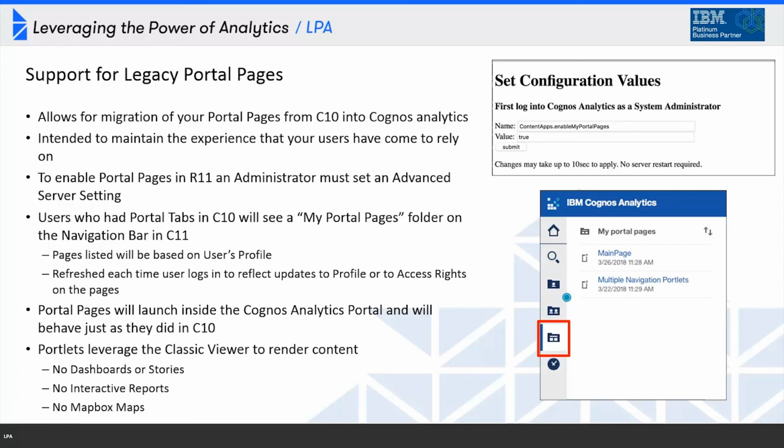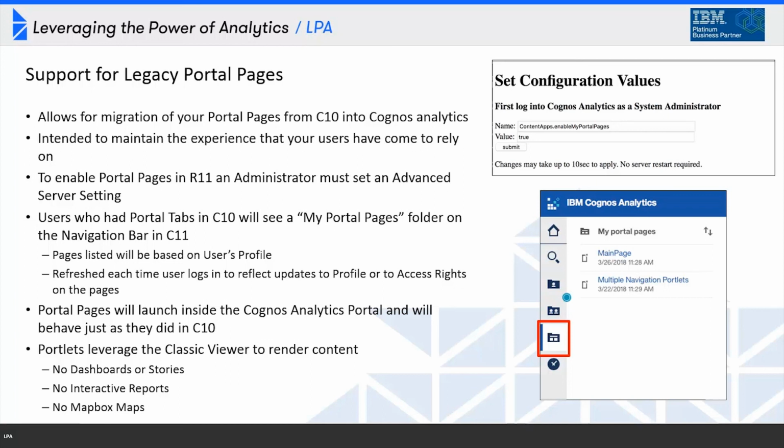where you would set the setting that's shown there, content apps.enable my portal pages, set that to true, hit submit, and within 10 seconds, you will see on everyone's navigation bar a new button that is specifically the My Portal Pages button. So we'll see how all of that works together.